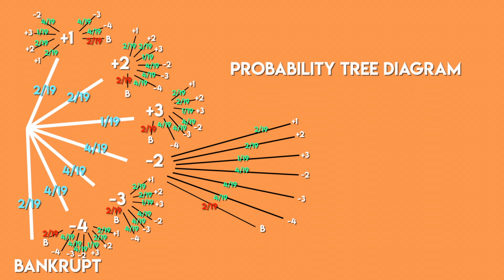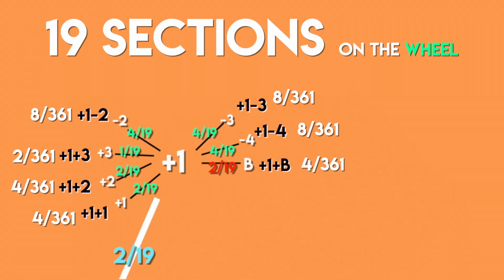For our math, we have a probability tree for all the potential outcomes while spinning the wheel. These outcomes include +1, +2, +3, -2, -3, -4, and bankrupt. The numbers in blue represent the occurrence of each number on the wheel. Since there were a total of 19 sections, we would place the occurrence as a fraction over 19.